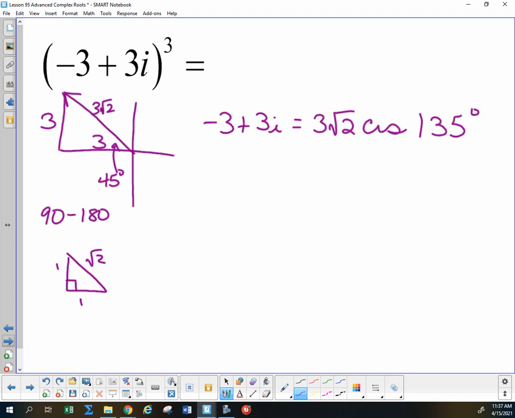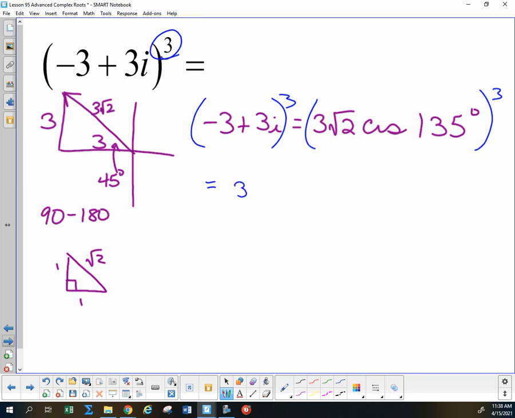Okay, I haven't taken it to any sort of power yet. And I specifically wrote it that way. That's just what -3 plus 3i is. But this problem expects me to take it to the third power, which means I need to raise this to the third power, so I need to use de Moivre's now.